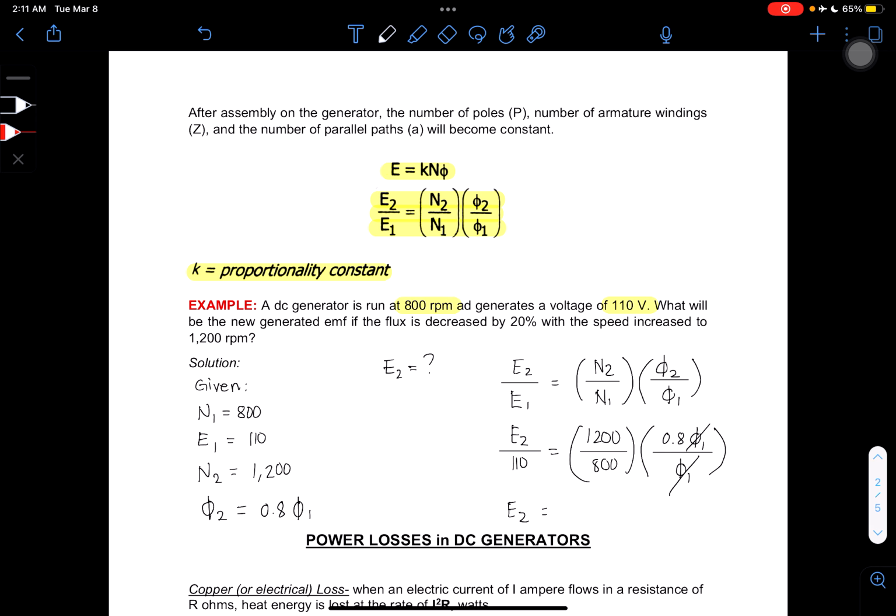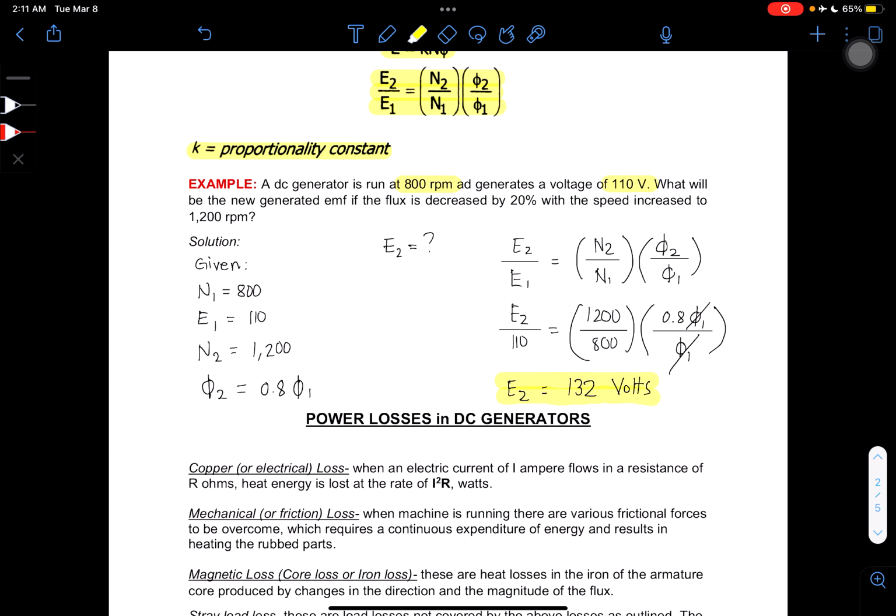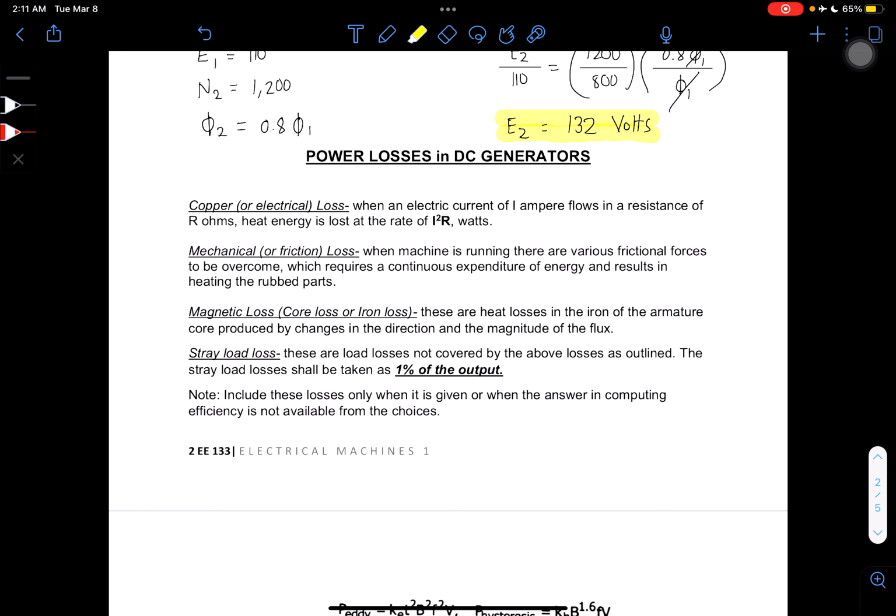Answer will be 132 volts. So this is our final answer for problem number 2. So let's proceed to another topic. We have here power losses in DC generators.